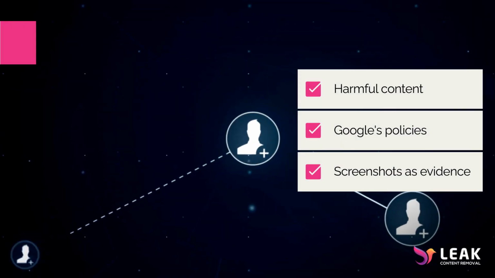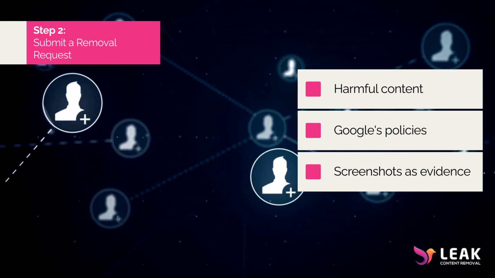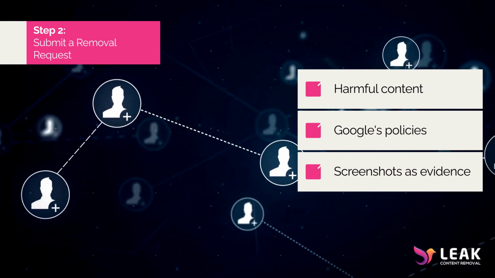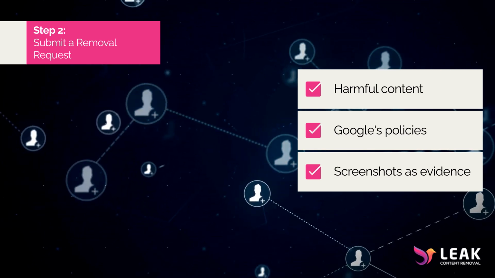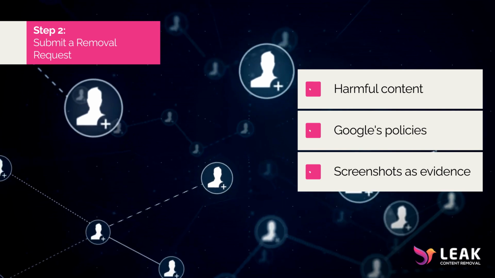Visit Google's content removal request page. You'll need to provide the URL of the harmful content, explain why it violates Google's policies, submit screenshots as evidence, and monitor the status of your request after submission.